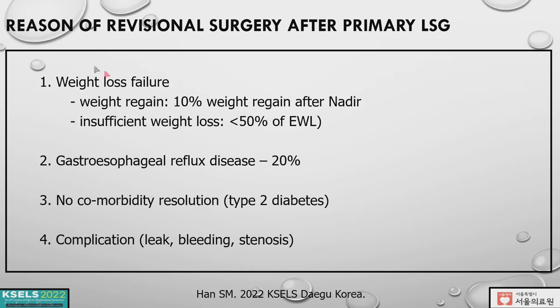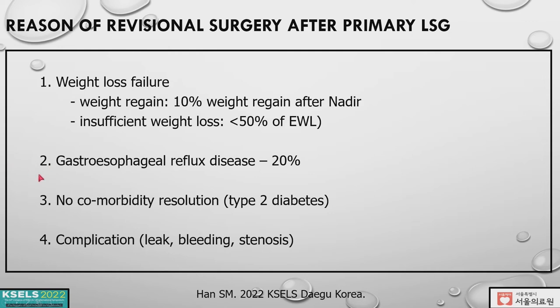The first, weight loss failure, just means weight regain and insufficient weight loss. Weight regain means 10% weight regain after the nadir. And insufficient weight loss means less than 50% of the excess weight loss. And the second cause of revision after the primary sleeve is GERD. The incidence is 20%.